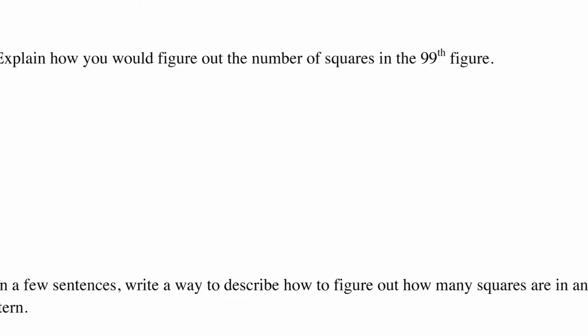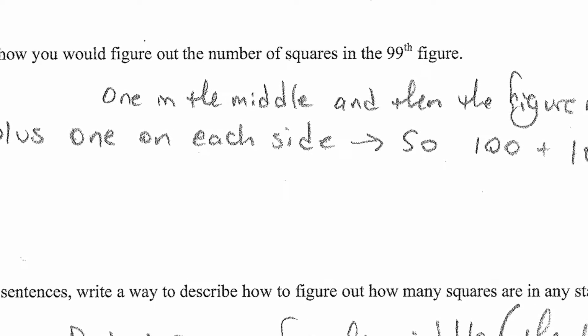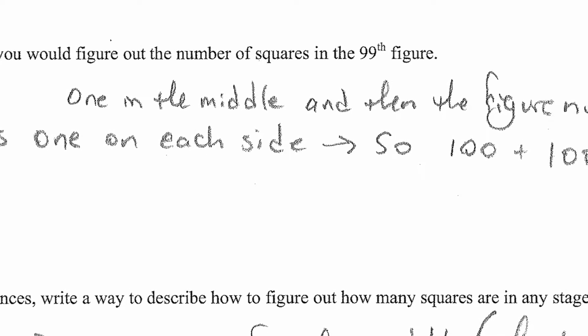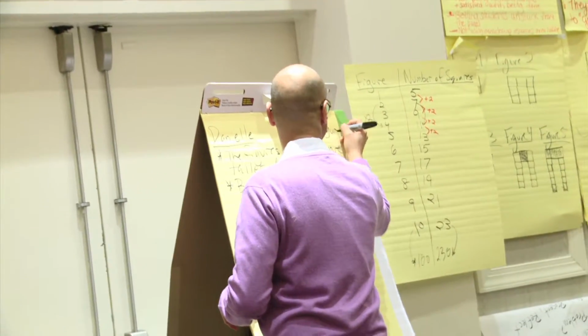figure. So students who, when they were working on the 10th figure, are going to say, oh, well, if it's the 99th figure, there's going to be 100 down one side and 100 down the other side, and then 1 in the middle. Talk to me now about the 99th figure. So I would add 1 to 99 to get a vertical row, and then double that.